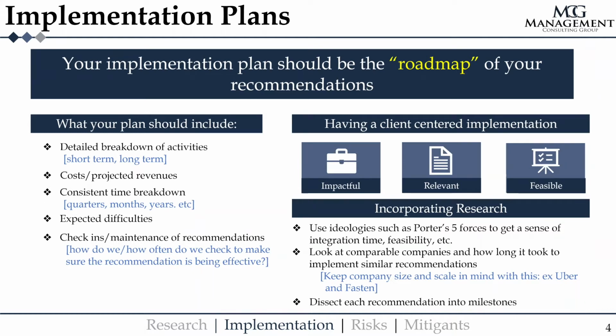So then on the right here, having a client-centered implementation, the 3 main things. You want impactful, relevant, and feasible info on there. Impactful and relevant are somewhat similar. You just want something that's really applicable to your recommendations, and that's really making an impact on the company. For example, that factory is obviously a big cost, but if it's something really minimal that really isn't that important implementation-wise, you don't really need to include it as much.